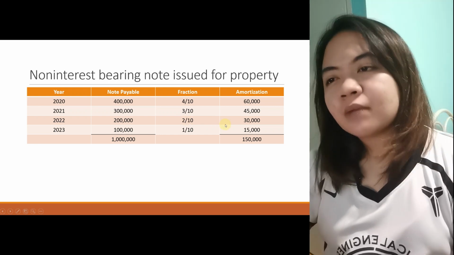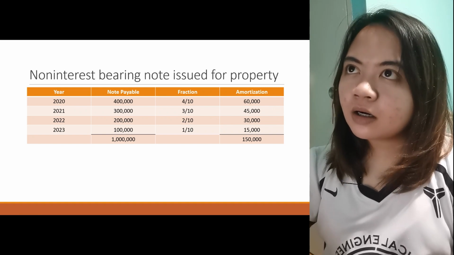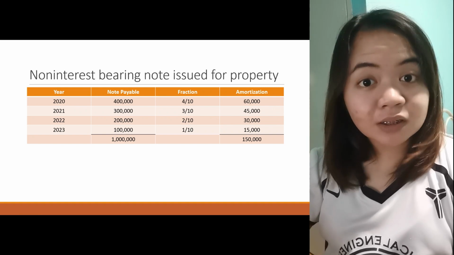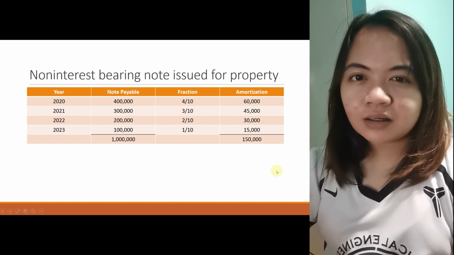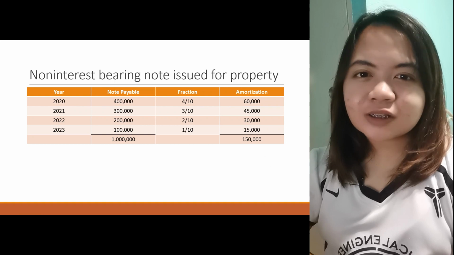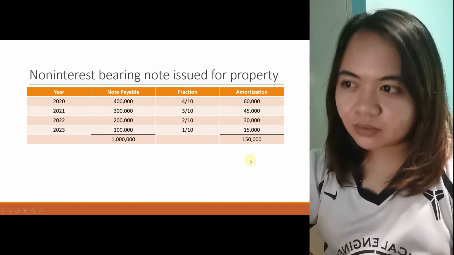This is what you call the outstanding balance method. Okay, so if you're not using the effective interest method and you have trouble knowing if magkano yung amortization nung balance, okay, you can use the outstanding balance method.